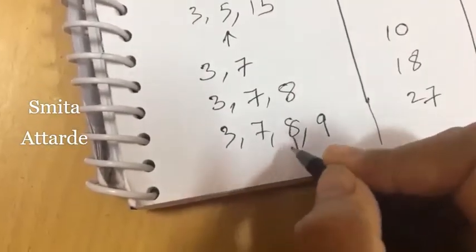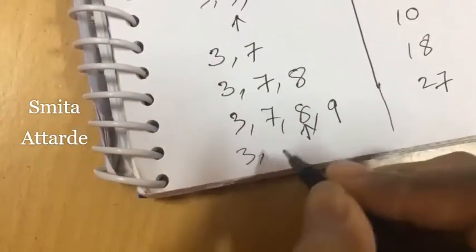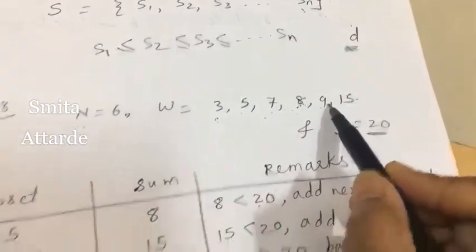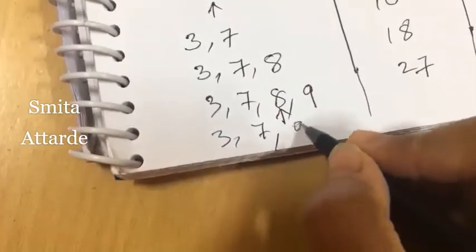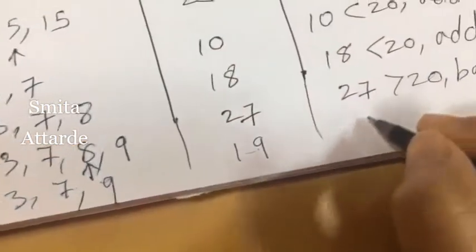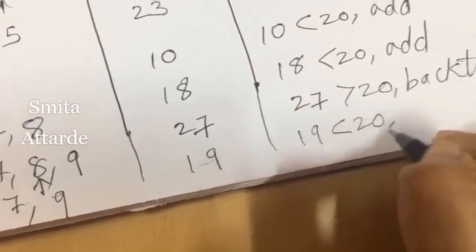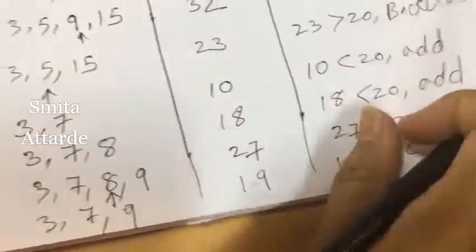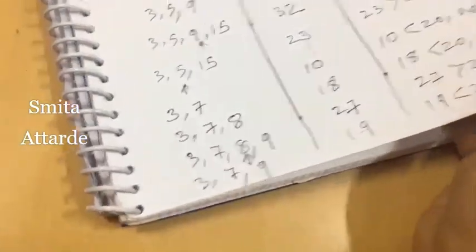That means this choice we are going to change. So I have 3, 7. Now instead of 8, what is the element after 8? 9. So I'll consider now 9. 3 plus 7 plus 9, which gives me 19. 19 is less than 20, so I have to add. So we have 3, 7, 9, 19.